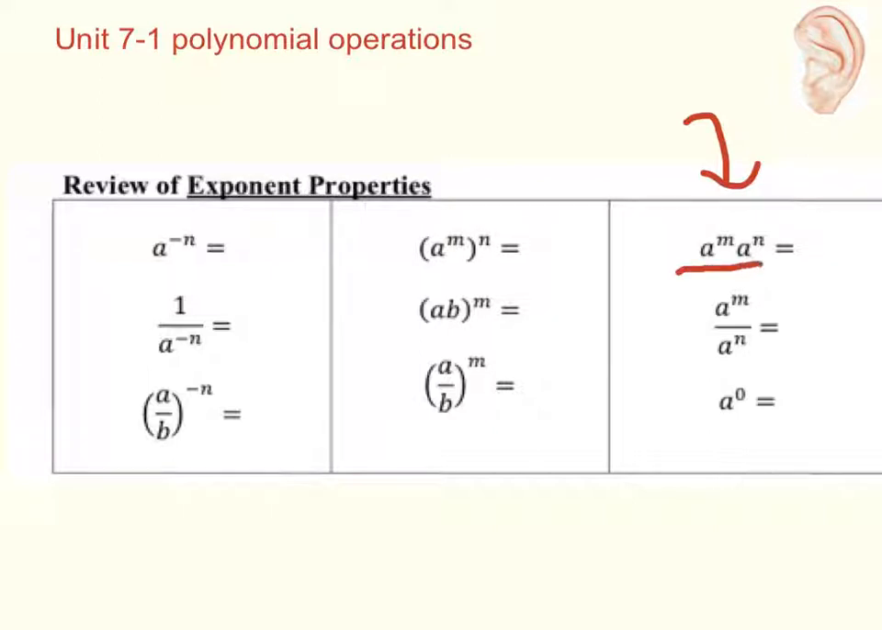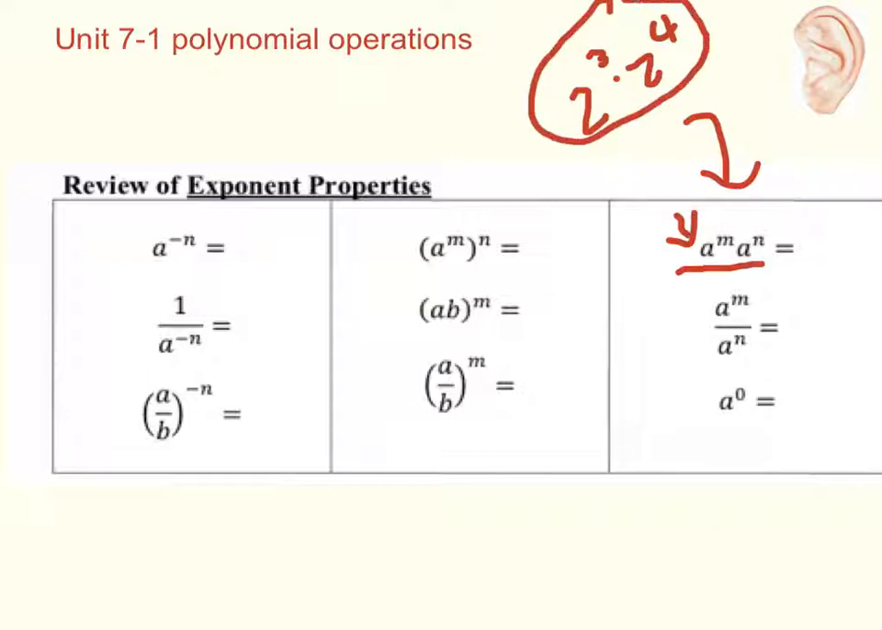This is multiplication, and the bases of these items are the same. The bases are the a's. An example with numbers would be 2 to the third times 2 to the fourth. Well, 2 to the third means 2 times 2 times 2, and 2 to the fourth means 2 times 2 times 2 times 2. So that would be a total of 7 2's. So basically all you have to do for a problem like this is just add your exponents.